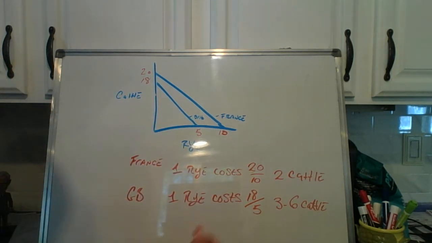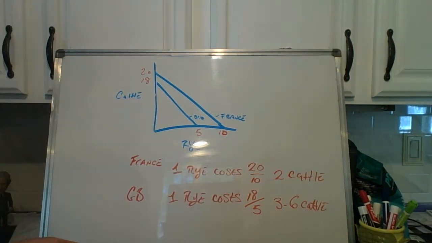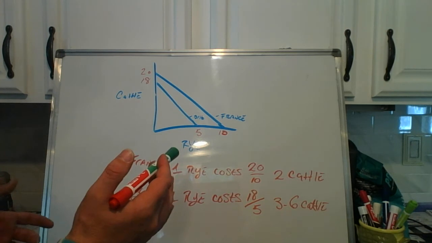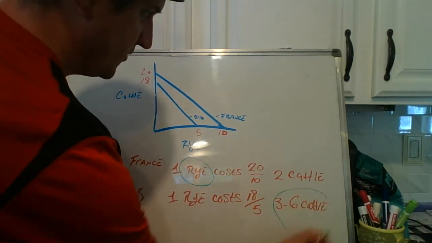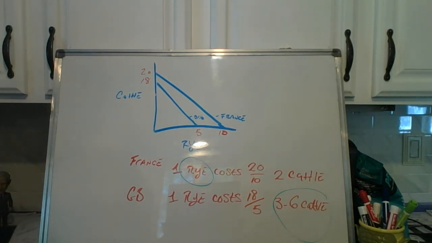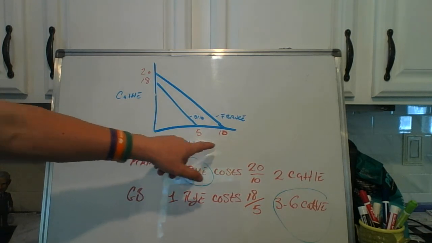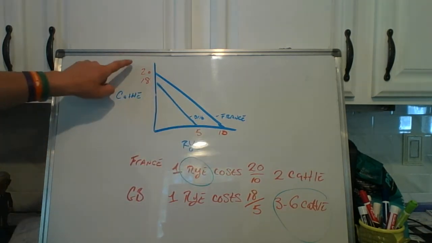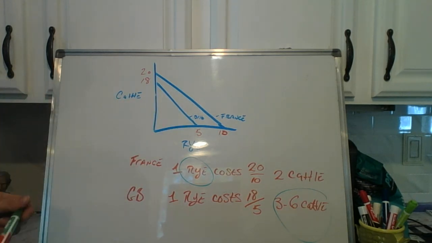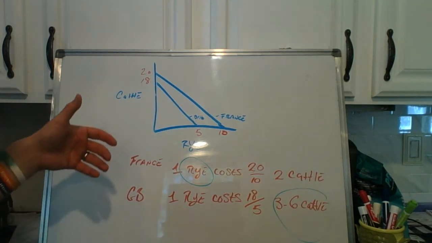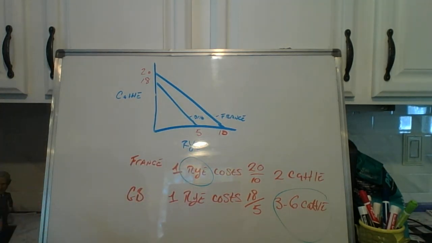So for France, it costs them less cattle every time they make a rye. So France should be producing the rye. France produces rye, Great Britain produces cattle, and they'll both be better off. Okay, so just a quick review. Even though France is better at both, when they max out, France can make more rye or more cattle than Britain can when they max out. But they can focus on the thing that they're either better at or at least a little bit less worse at.